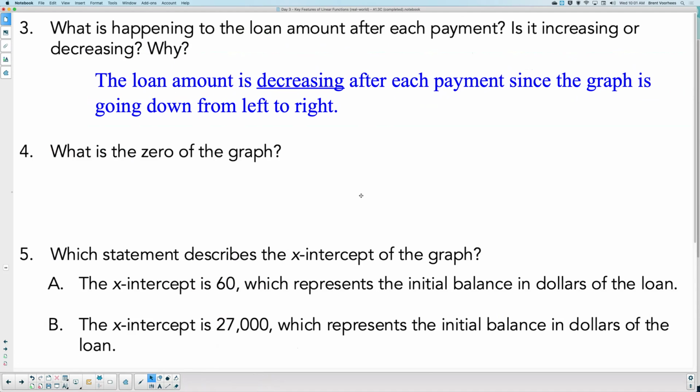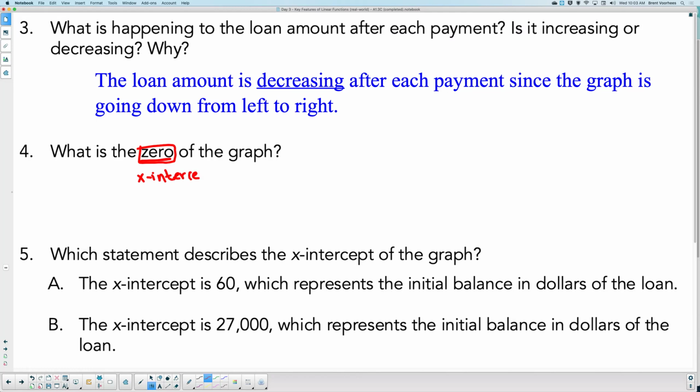Now, let's go with Edgar. I haven't called on you in a little bit. For number 4, let me pause this, give you a second to finish writing. Okay, back on. Number 4, Edgar, it says, what is the zero of the graph? Help me out. What is another name for zero? You can look back if you need to, I think on page 2, you had that slide that told you. Another name for zero. X-intercept, yeah. What is our x-intercept?